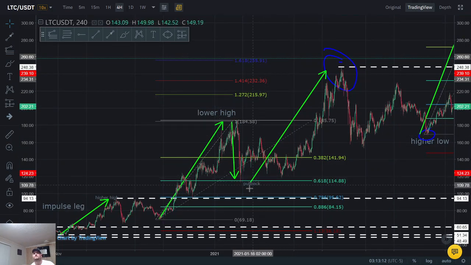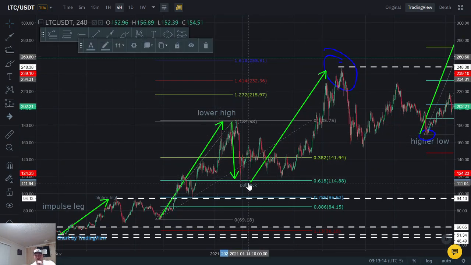So this would be the pullback down here to 115, 114.88. This would be the new impulse leg from here to here.